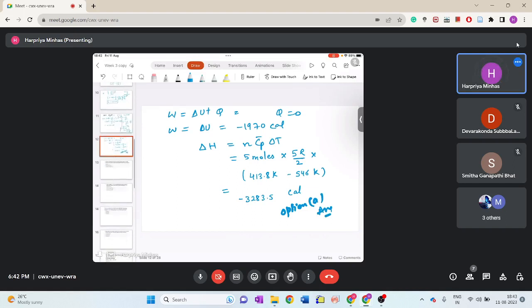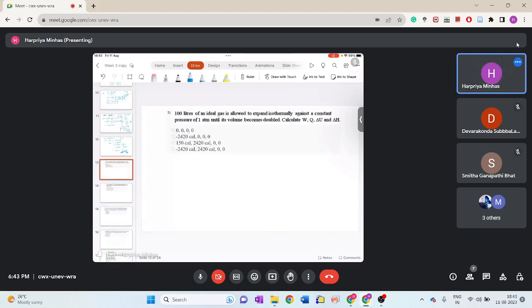Okay, let's move to the next question. It states that 100 liters of an ideal gas is allowed to expand isothermally against a constant pressure of 1 atm until its volume becomes doubled. Calculate work, heat, del U and del H.